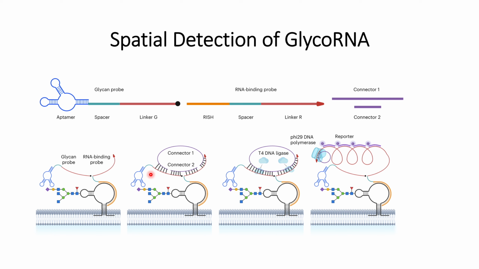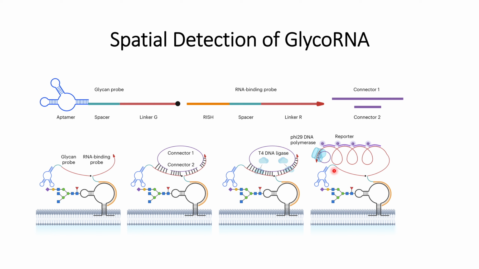In order to prevent false negatives, it has two different probes, that is the glycan probe and the RNA binding probe, and along with this there is the aptamer. Whenever all these three conditions are satisfied, then it will give a signal, as shown here. When the aptamer specific glycan structures are present on the RNA, it will attach to the glycan probe, and along with that, the RNA binding probe is also attached, and because of this connector, it will start polymerizing using this phi DNA polymerase.